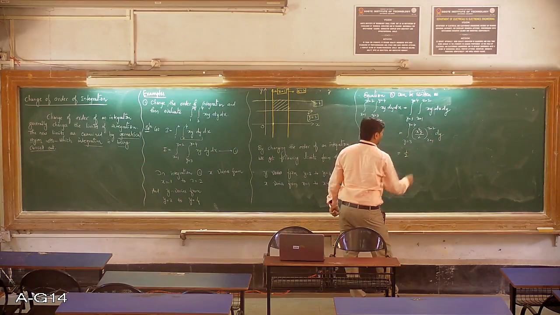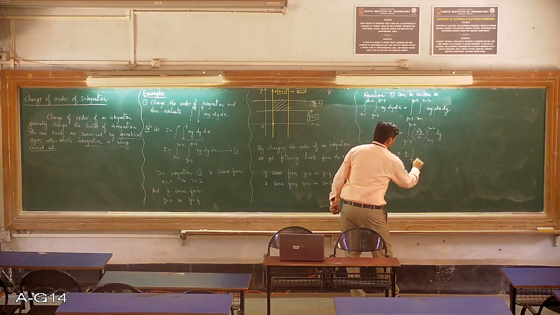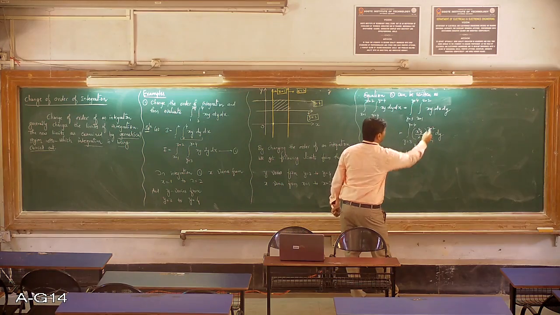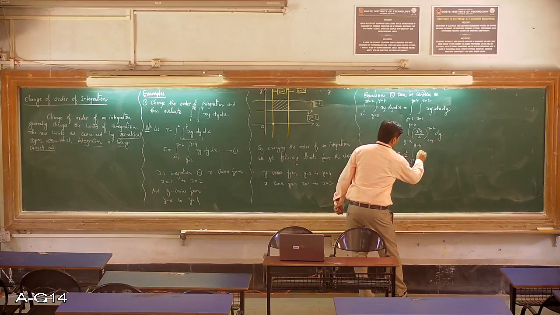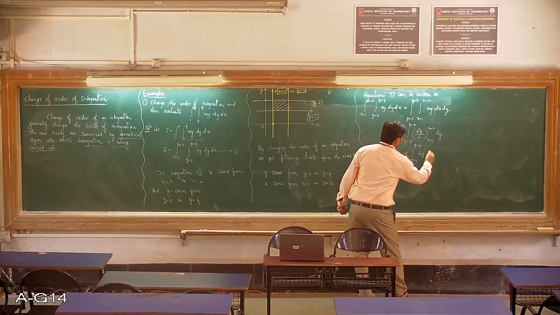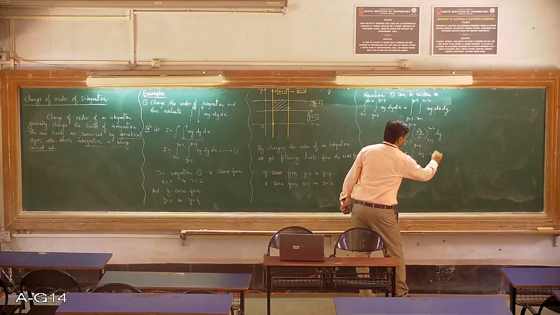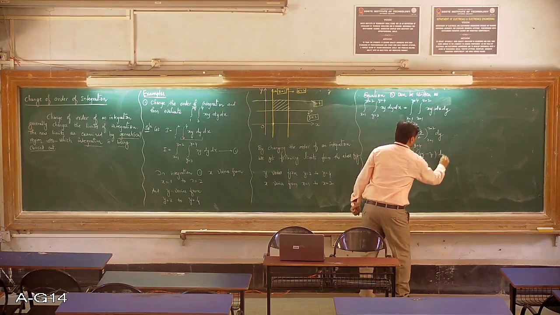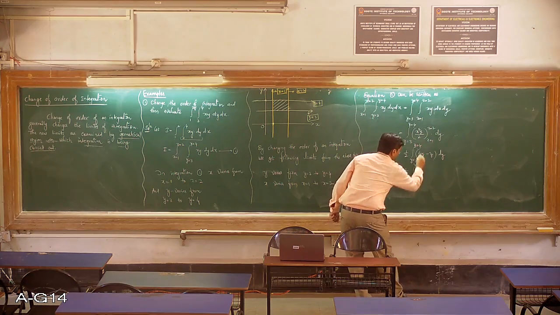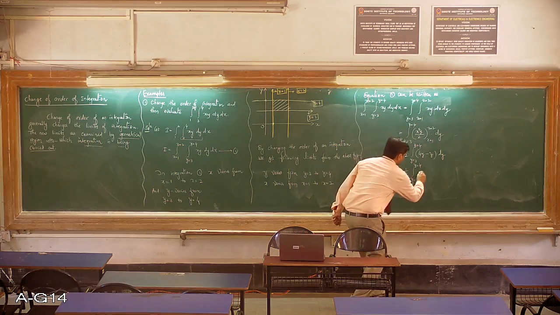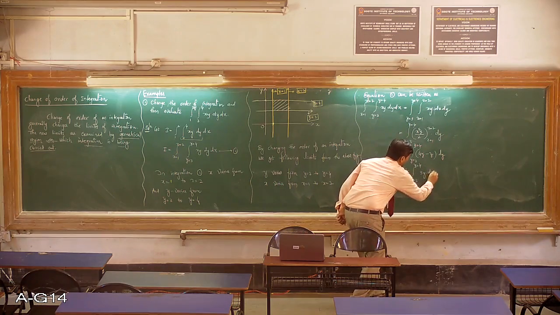You can bring 1 by 2 outside, and now y goes from 3 to 4. Now put x equals 2. Then 2 square becomes 4, that is 4 times y, minus 1 square is 1, that is y into dy. That means 1 by 2 integration from y equals 3 to y equals 4, 4y minus y, that is 3y into dy.